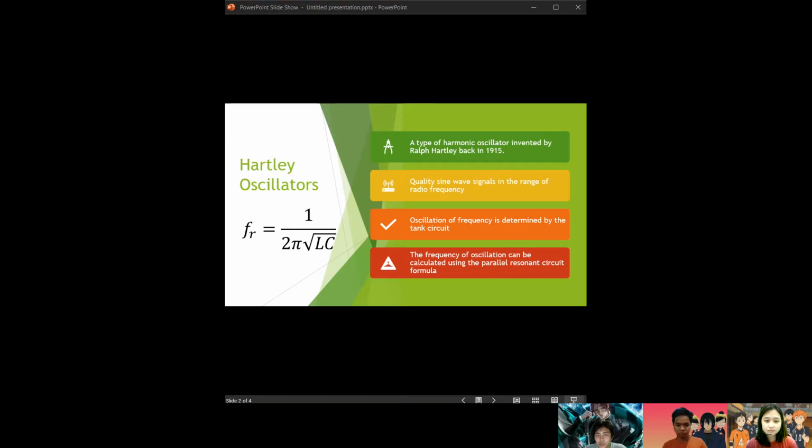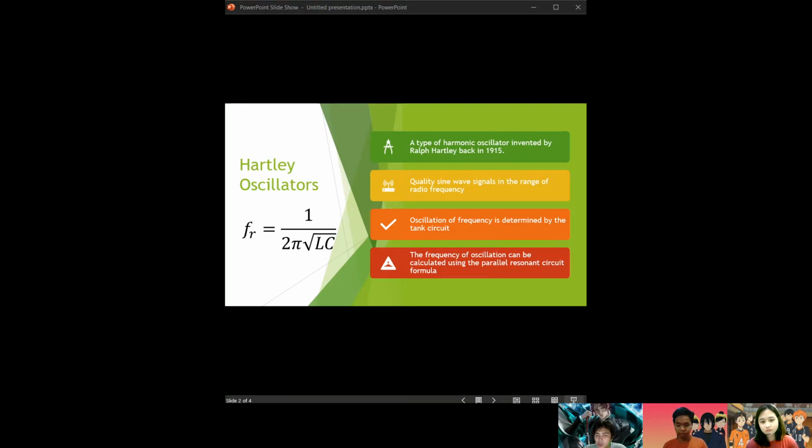Therefore, we turn to the Hartley oscillator. The Hartley oscillator is a type of harmonic oscillator invented by Ralph Hartley back in 1915. These oscillators are tuned circuit oscillators which are used to produce good quality sine wave signals in the range of radio frequency. Its frequency of oscillation is determined by the tank circuit, which has a capacitor connected in parallel with two inductors connected in series, commonly called a single-tapped inductor.